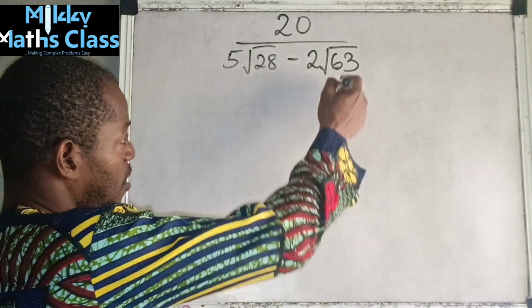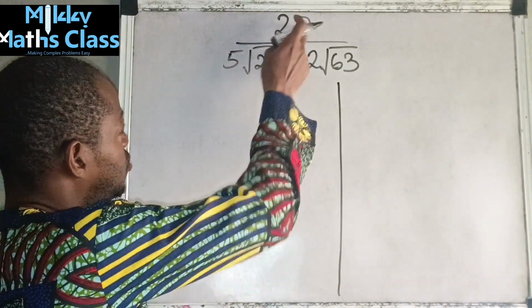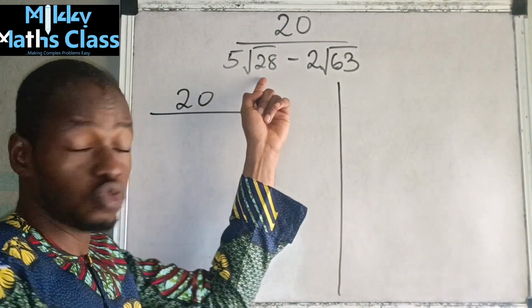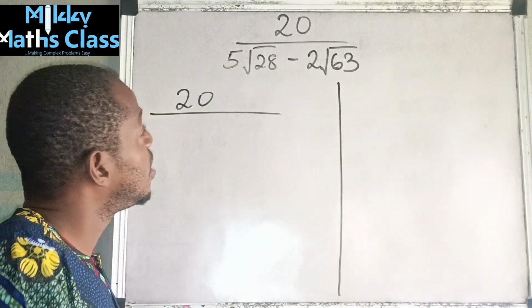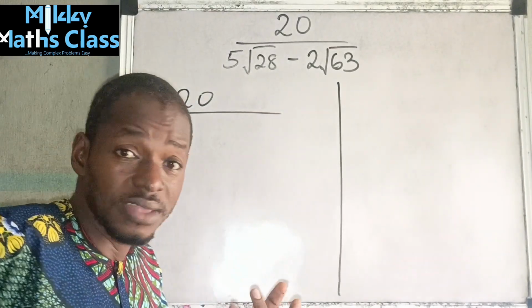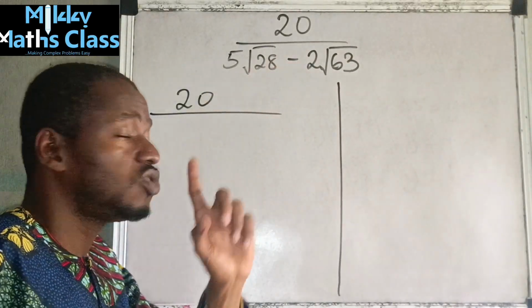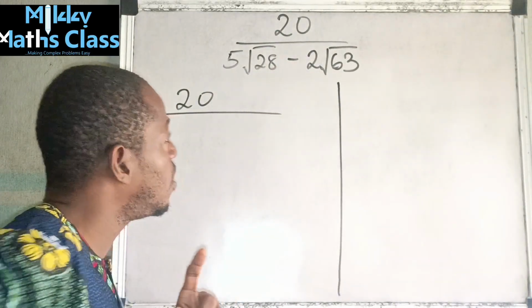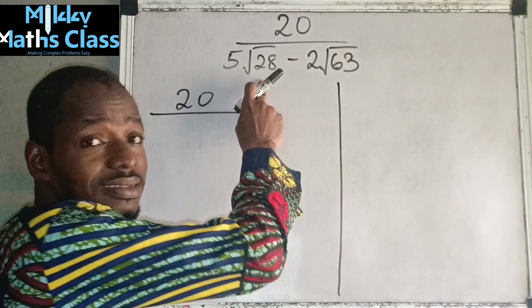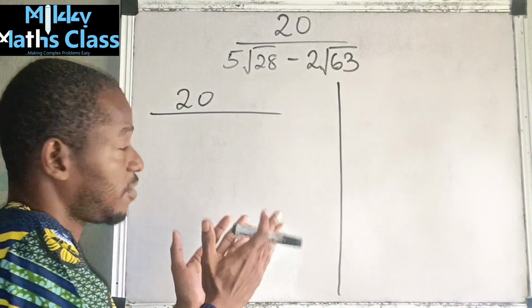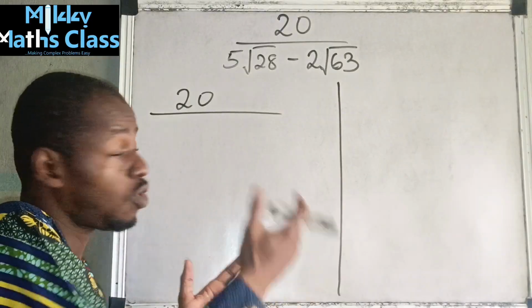Okay. Now we have 20 over... now this is root 28. Root 28 can be the product of two numbers. What are the numbers? One of them must be a perfect square. That's when you'll be able to take the square root of it.